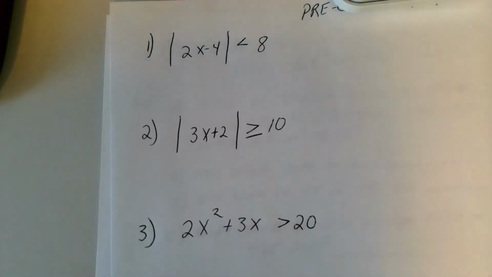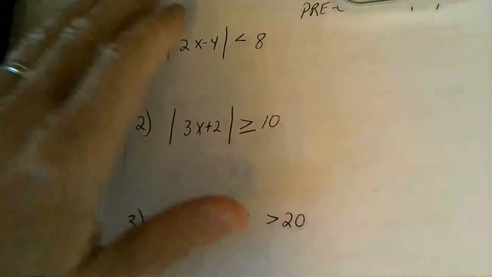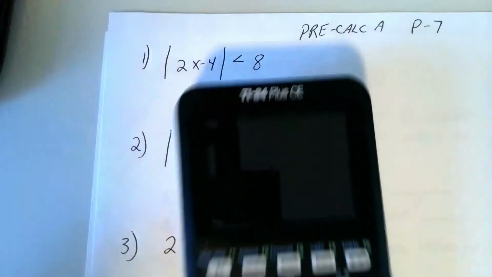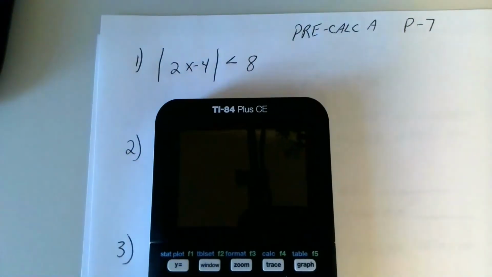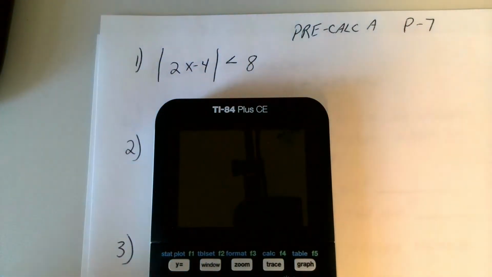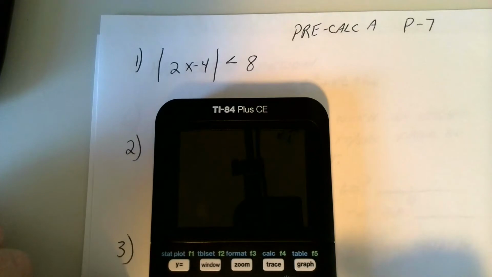We're going to talk about Precalc A P-7 right now, and that's about absolute values, inequalities, and we're going to do some quadratic inequalities, basically things that'll get us solutions. You're probably going to need your graphing calculator here today, but the first few problems, probably not. I'm going to show you graphically first, and then I'm going to show you why we don't need the graphing calculator.